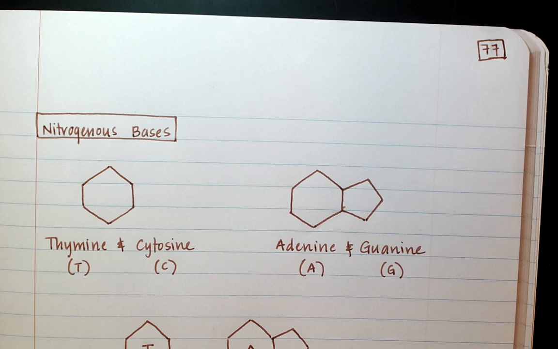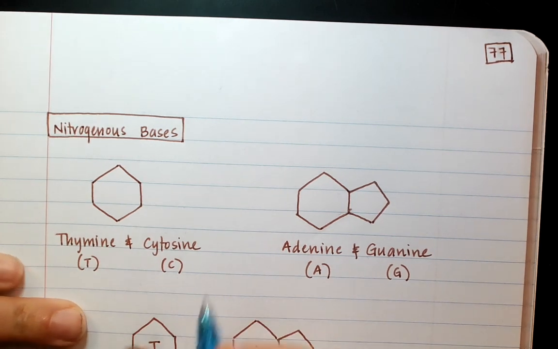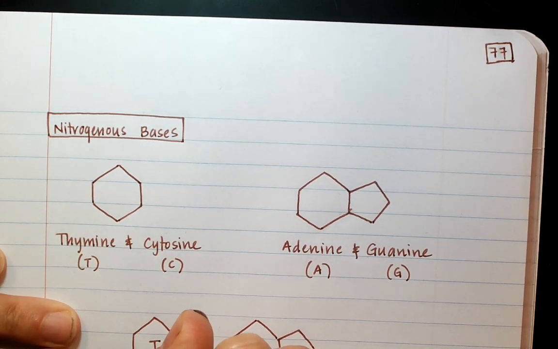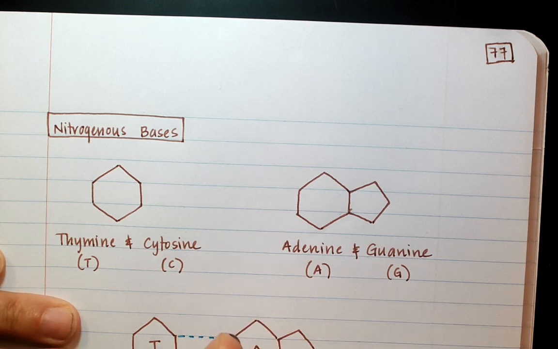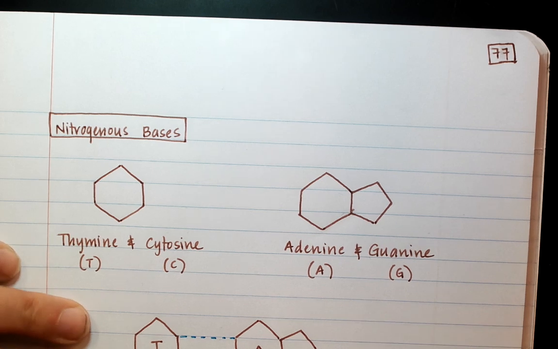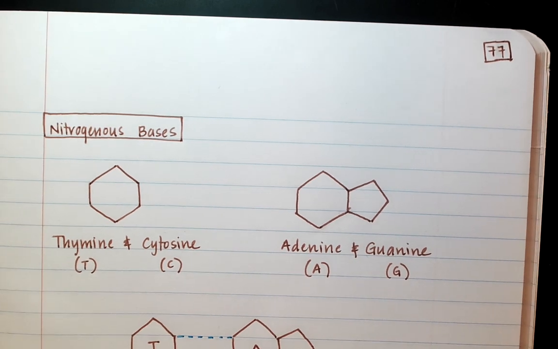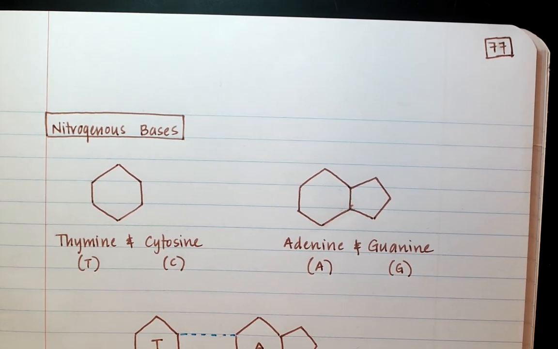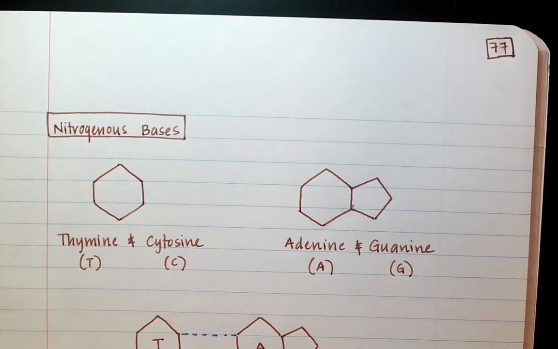Now, my A's and my T's are held together in the center of the structure, and they are held together by something called hydrogen bonds. Now, we've talked about bonds before, but most of the bonds that we've talked about are called covalent bonds, and covalent bonds are much stronger than hydrogen bonds. Now, my A's and my T's are held together by two hydrogen bonds.